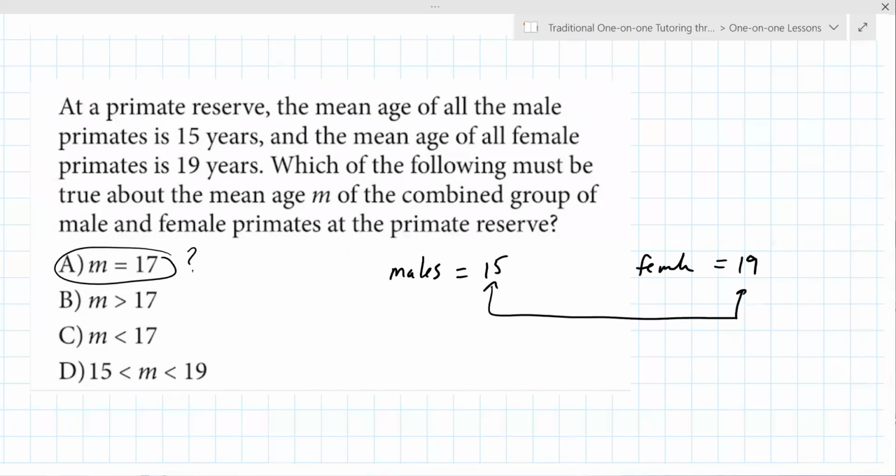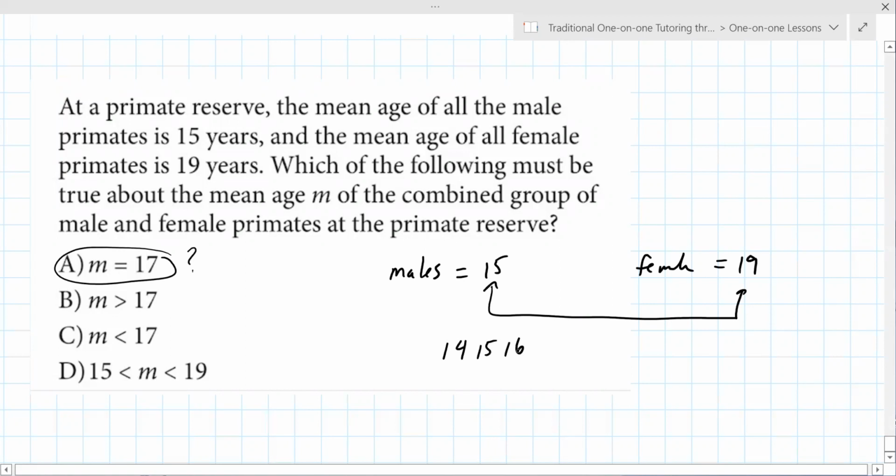If you're not sure. Not sure? What do you think here? I have no idea. Okay. So this is where you have to know a little bit more about averages. Let's say, for example, there were three males, 14, 15, and 16. What is their average? 15. Okay, agreed. Now, what if there was an 18 and a 20-year-old female? What is their average? 19.